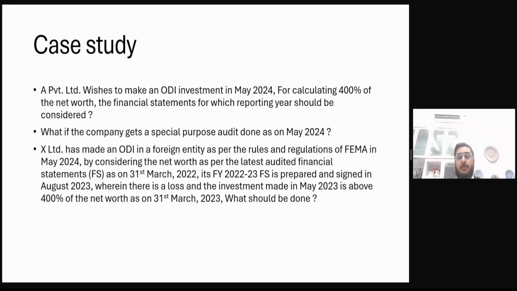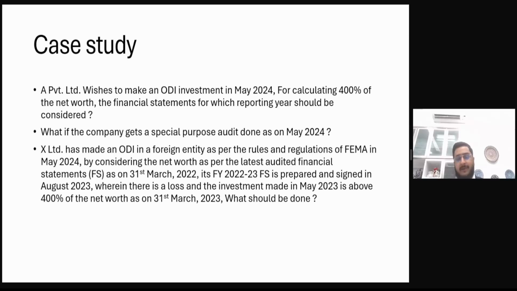Now, whether only a statutory audit of the balance sheet is required, or whether a special purpose audit is allowed, according to me, yes. We've also taken an opinion, and we've also done it in some cases, and the AD Bank has also said yes for that. A special purpose audited balance sheet can be used, and the ODI can be done as per the net worth of the special purpose audited financial statement.